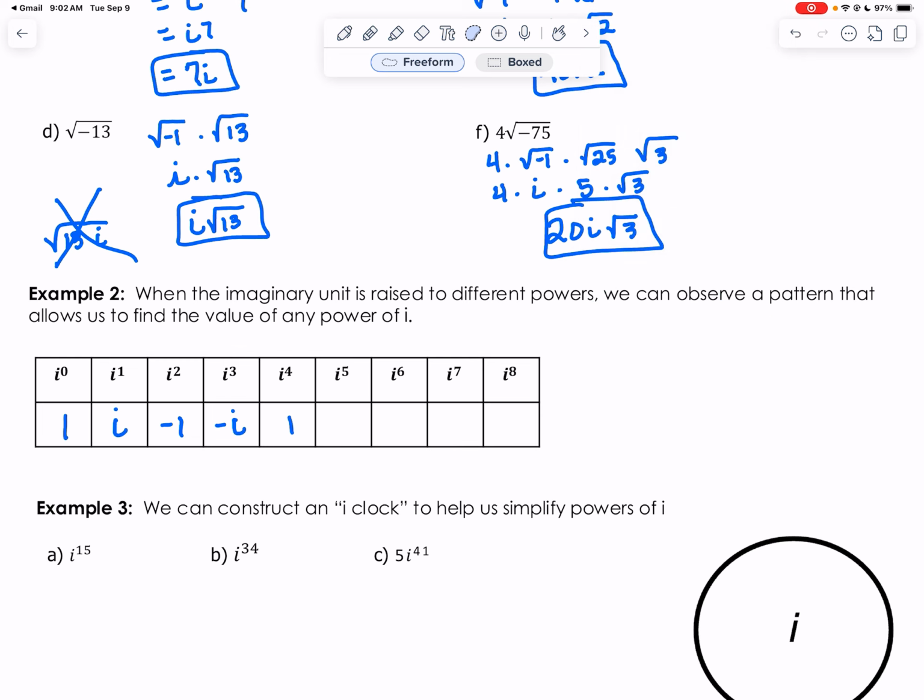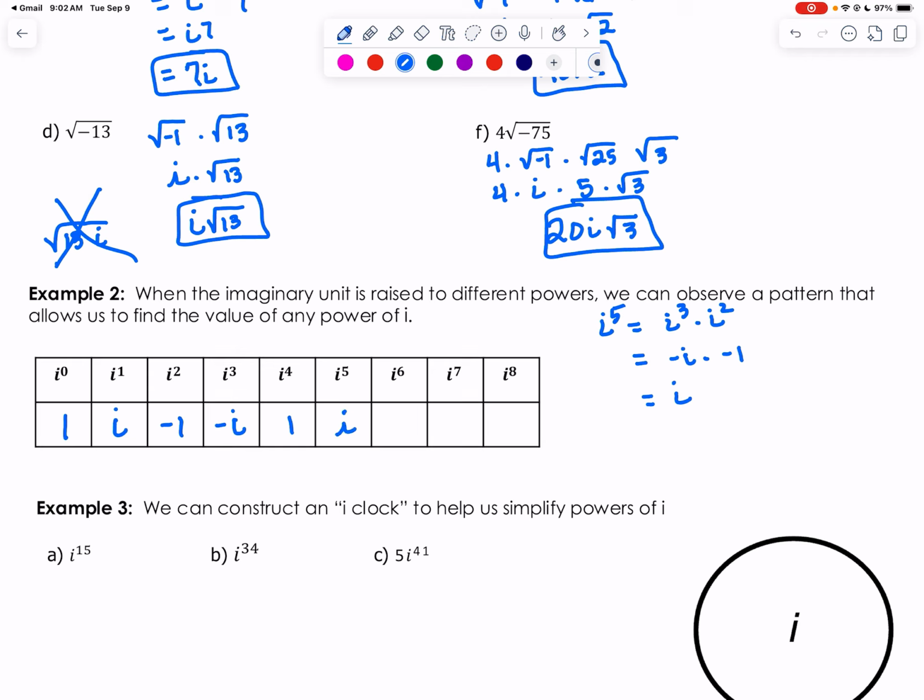Now, for i to the 5, we could separate it into i cubed times i squared, because those are both things we already know. We know that i cubed is negative i, and we know i squared is negative 1. A negative times a negative is a positive, so that would simply be i.